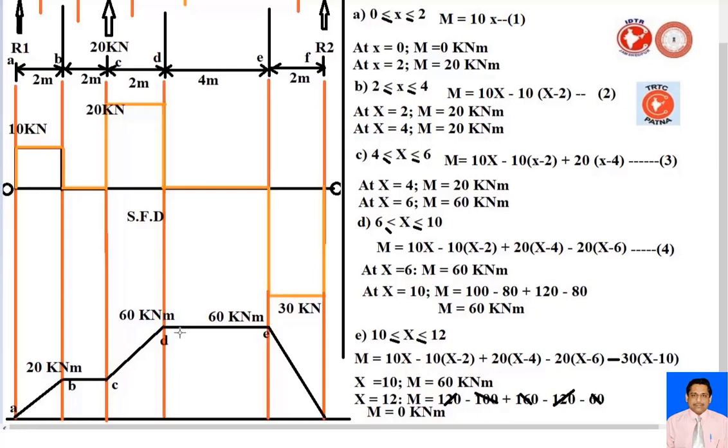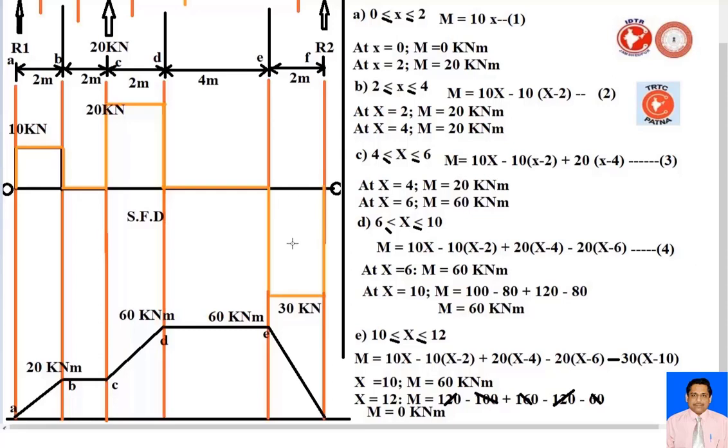60 minus 20 is 40. The difference of the bending moment, 60 minus 20, is 40. What is our area? 20 multiplied by 2, the area is 40. And then 60 minus 60, the difference is 0. Next, come to here, 60 minus 0, 60 kilonewton meter. Now this area, 30 multiplied by 2, is 60.